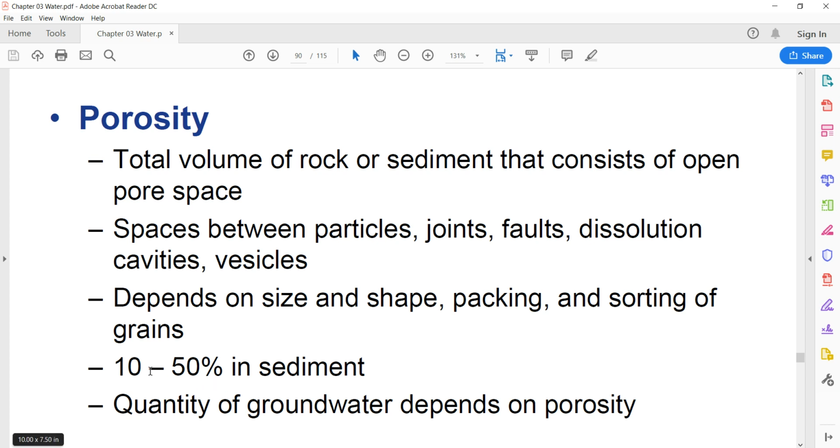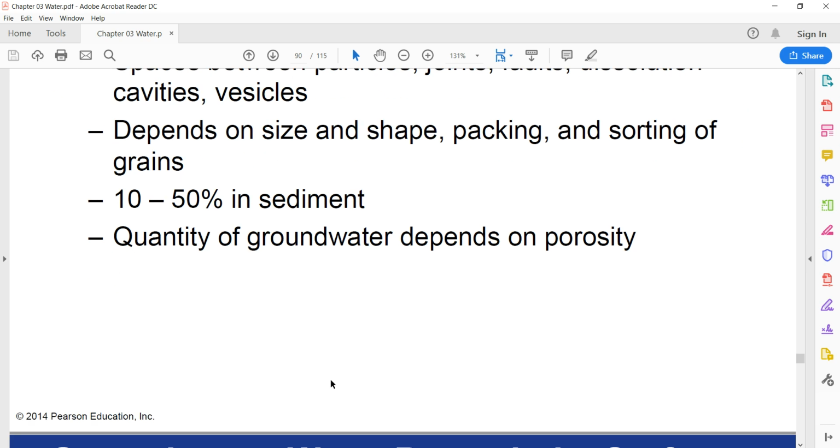Porosity is 10 to 50% in sediments. Quantity of groundwater depends on porosity. So like we discussed earlier, a lower porosity makes it very difficult for water to flow across it, whereas the higher porosity makes it much easier and faster for the water to flow across it. So the quantity of water which is absorbed into the ground is strongly dependent on the porosity of that ground surface.